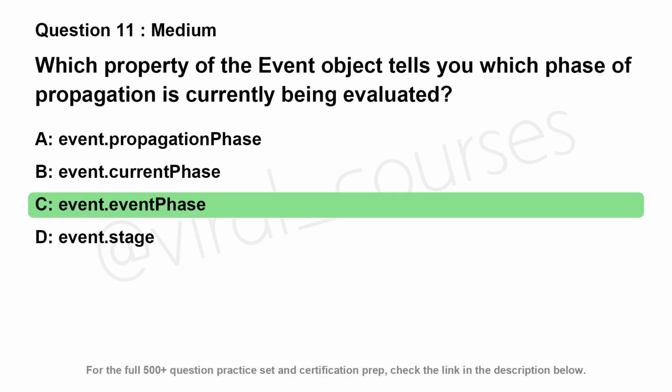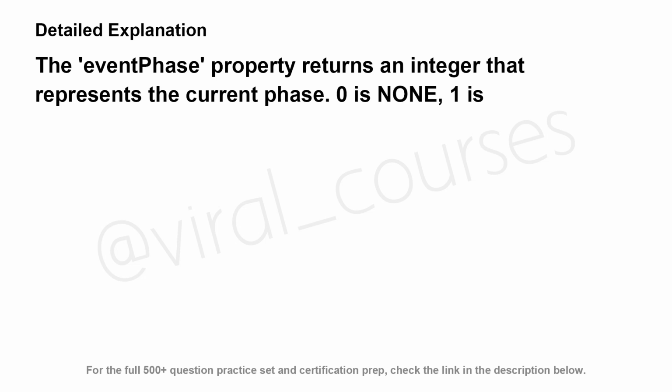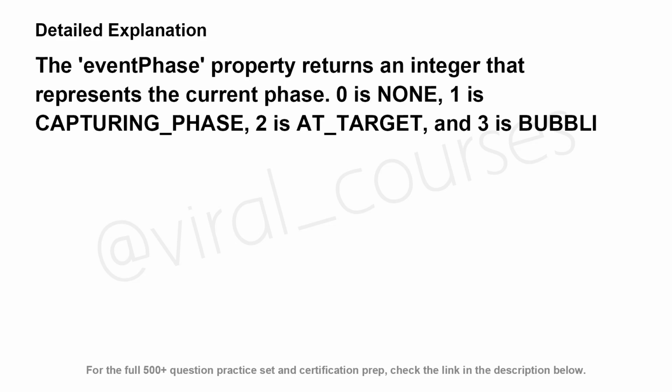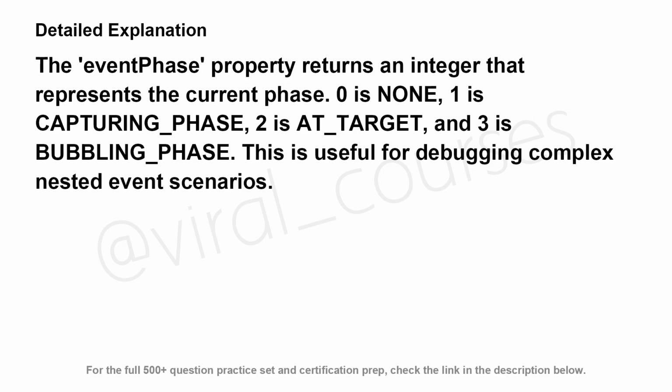The correct answer is C. The eventPhase property returns an integer that represents the current phase. 0 is NONE, 1 is CAPTURING_PHASE, 2 is AT_TARGET, and 3 is BUBBLING_PHASE. This is useful for debugging complex nested event scenarios.